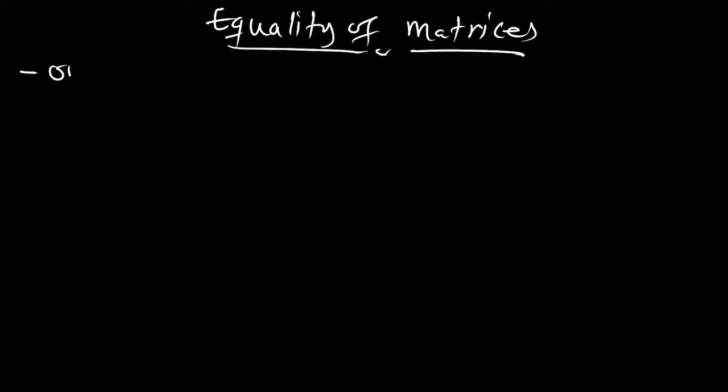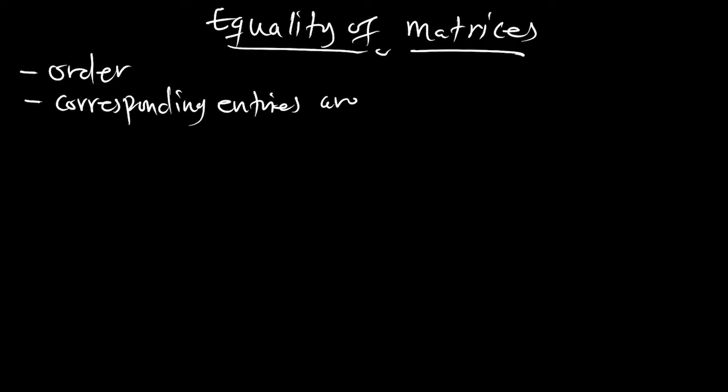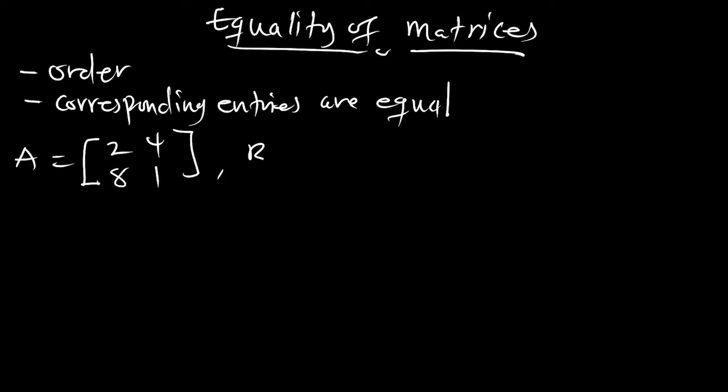So one, they have the same order, and two, corresponding entries are equal. Such matrices are said to be equal matrices. For example, matrix A having 2, 4, 8, 1, and matrix B having 2, 4, 8, 1. So here we can say matrix A is equal to matrix B.